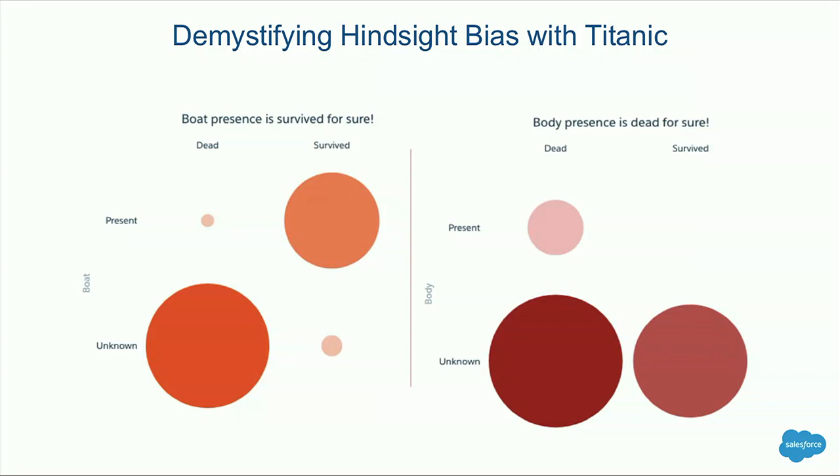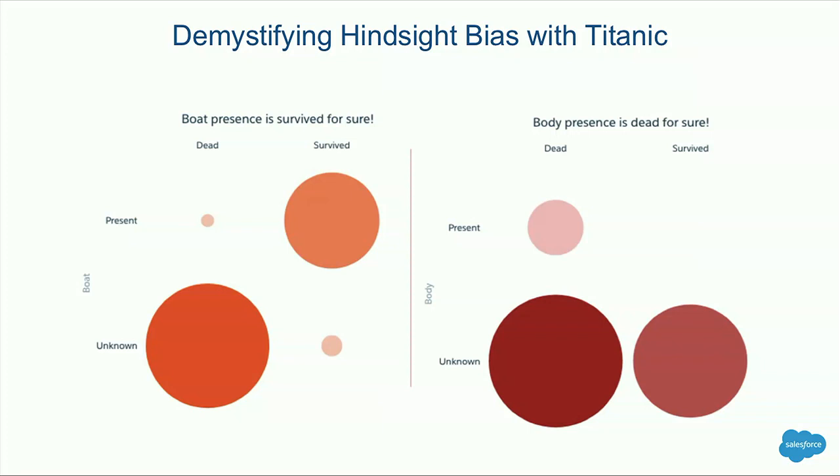If you are a passenger who got onto a lifeboat, you would be assigned a boat number. And if you are a passenger who passed away and your body was recovered, you would be assigned a body number. Now, you don't need machine learning to tell you that if you are assigned a boat number, you survived. And if you have a body number, of course, you are dead. You can do a simple rule-based engine to figure that out. But this information is there, and so the machine learning will just figure out a rule.